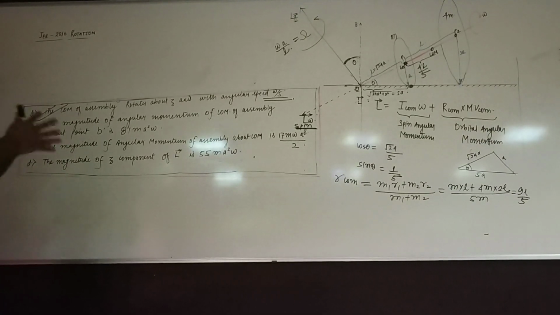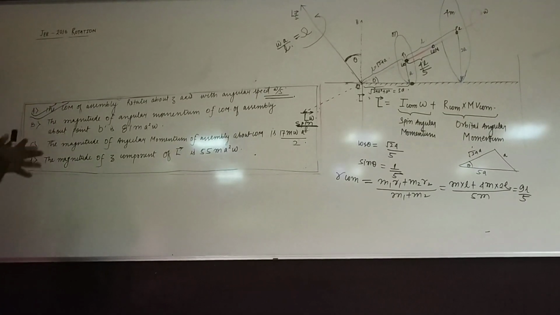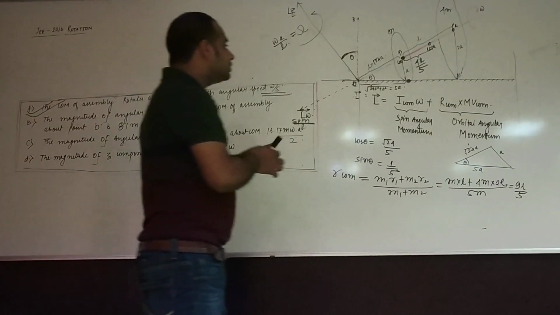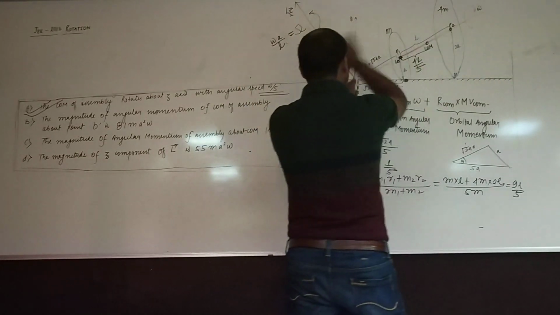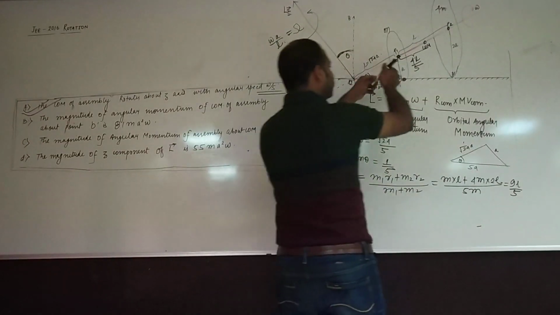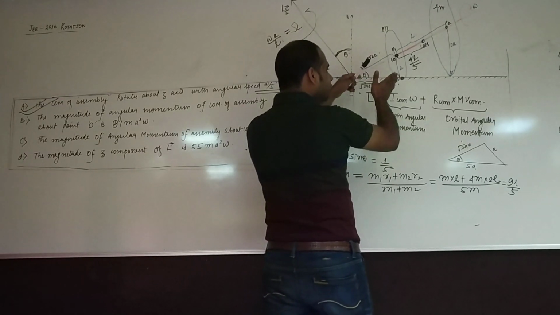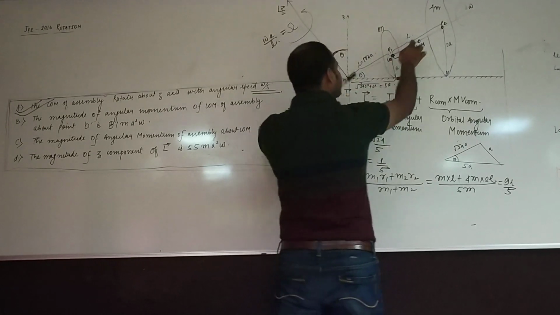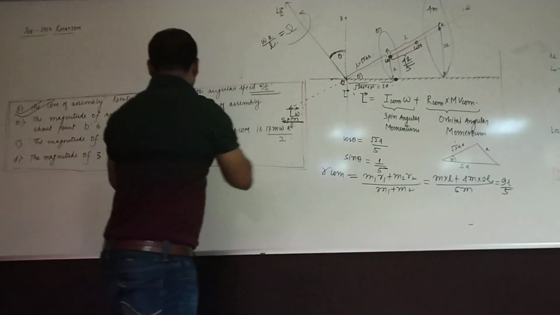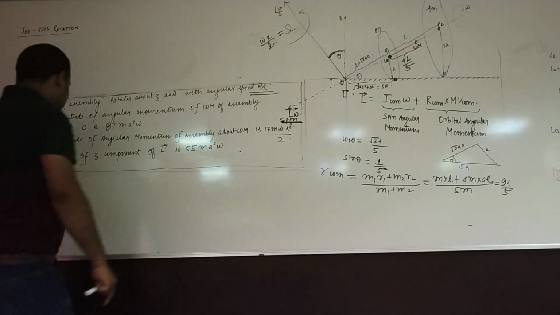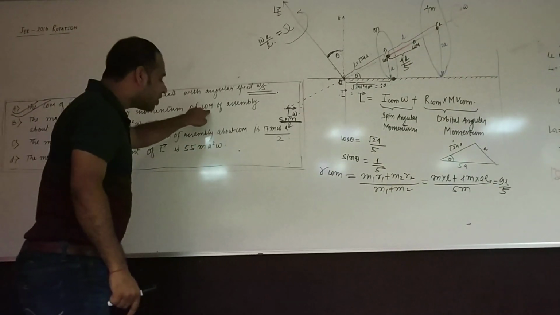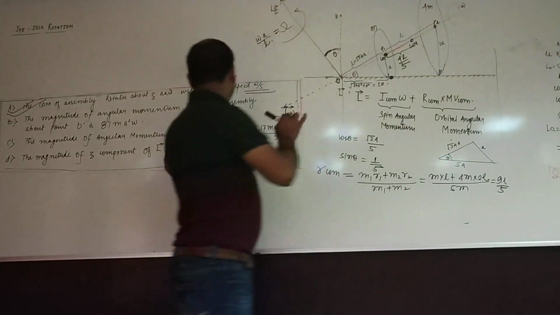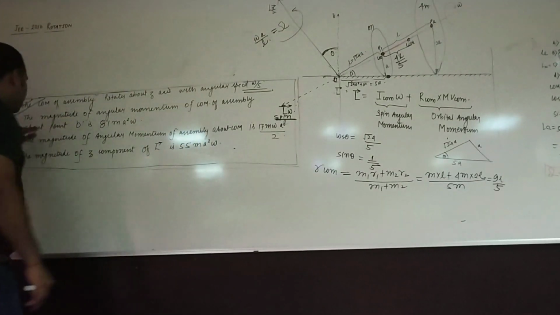The magnitude of the angular momentum of center of mass of the assembly about point O is 81 MA square omega. Now, what is the angular momentum of the center of mass of the assembly? So, basically what they want us to calculate is R center of mass cross MV center of mass. They want us to calculate the orbital angular momentum of center of mass about point O.